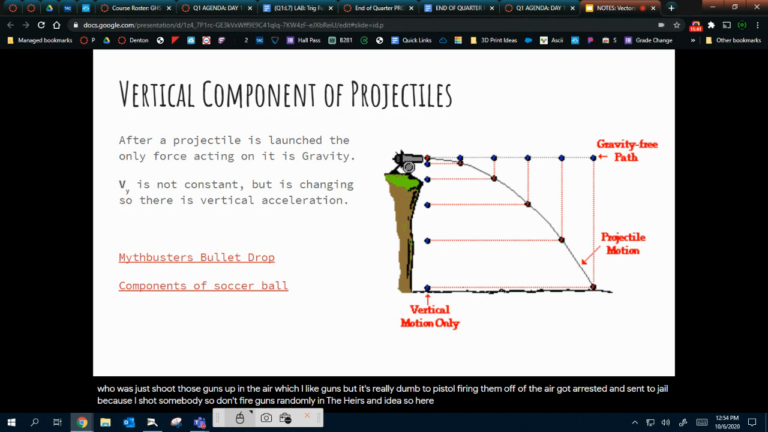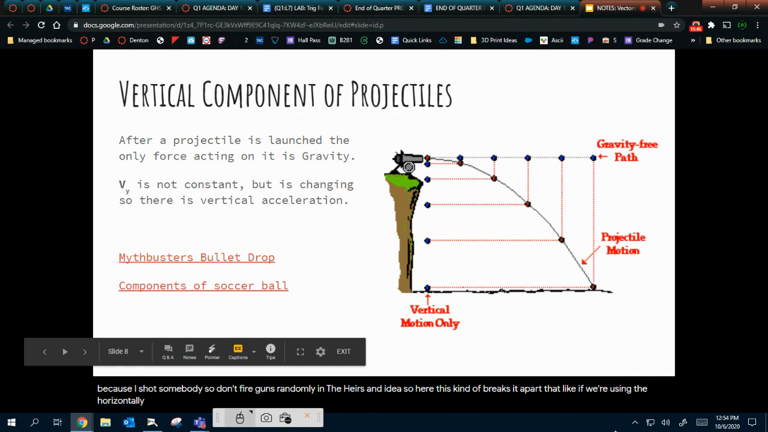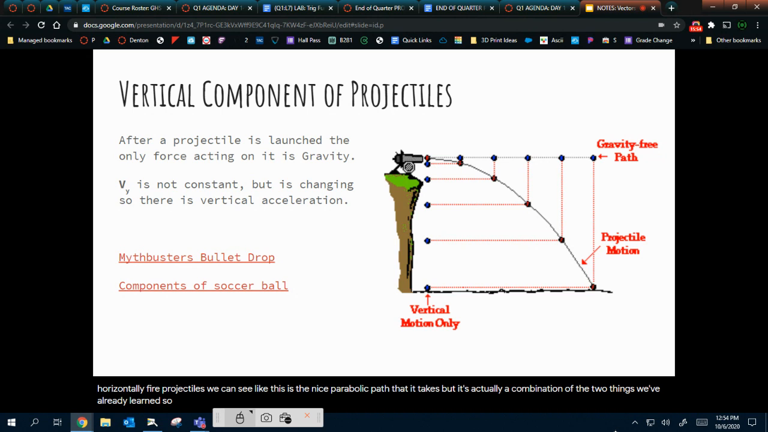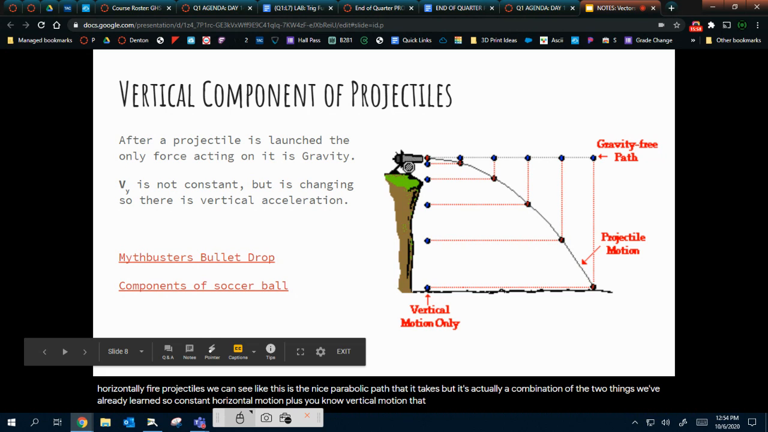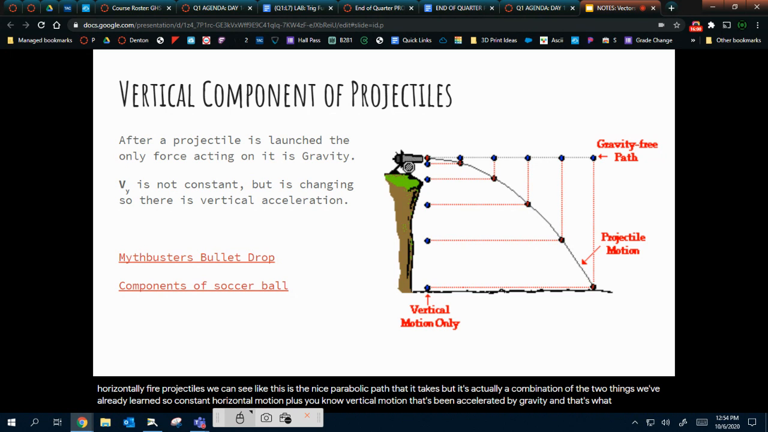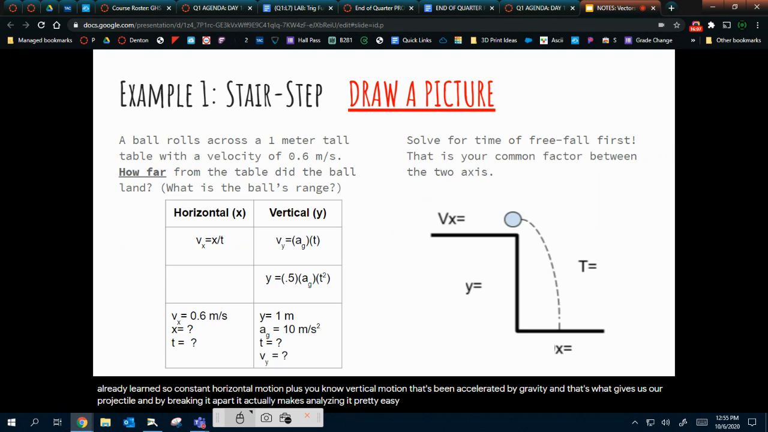So here, this kind of breaks it apart. If we're using horizontally fired projectiles, we can see this is the nice parabolic path that it takes, but it's actually a combination of the two things we've already learned: constant horizontal motion plus vertical motion that's been accelerated by gravity. And that's what gives us our projectile. By breaking it apart, it actually makes analyzing it pretty easy. So let's go ahead and do this problem here.